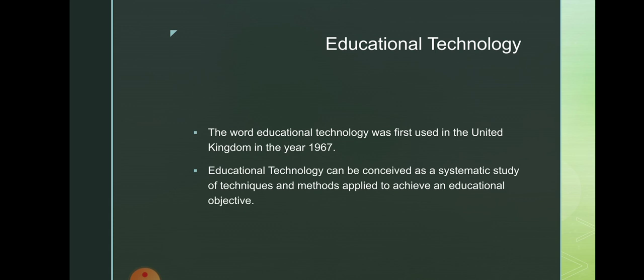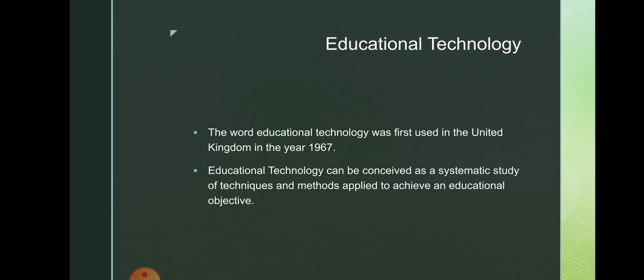What is educational technology? Educational technology can be conceived as a systematic study of techniques. It studies the techniques and methods applied to achieve an educational objective. In order to achieve an educational objective, educational technology is of great importance. Okay? Because educational technology can be conceived as a systematic study of techniques.